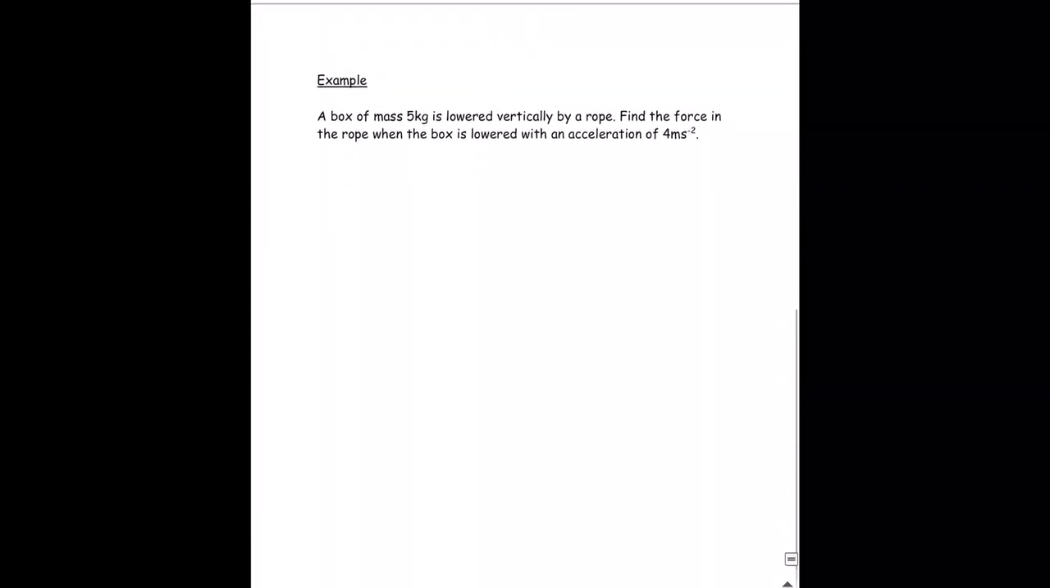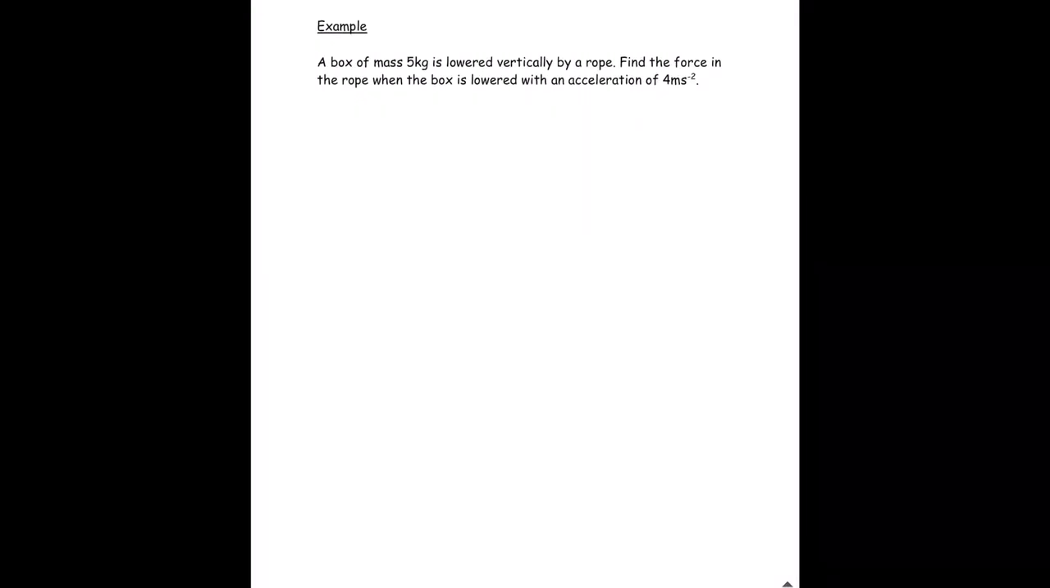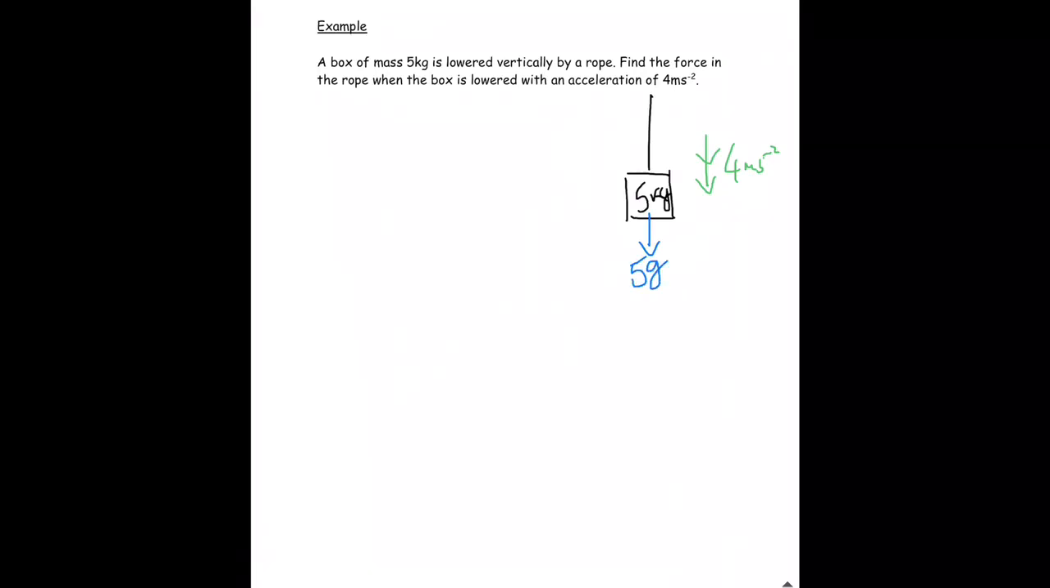So let's have a look at an example here. This would be a basic lift type example, where you've got a box of mass 5 kilograms dangling on a rope, and it's being lowered vertically. Find the force in the rope when the box is lowered with an acceleration downwards of 4 meters per second squared. To look at the forces, pulling the box down is its weight, which is mass times gravity, so 5 times g. I tend to write it as g instead of 9.8.